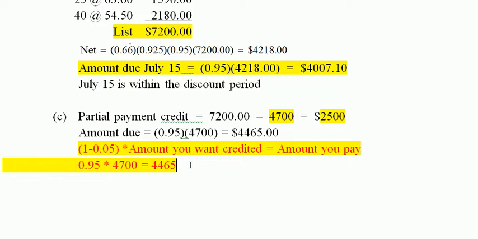So if we paid 4465, the amount that will be credited would be 4,700. Our balance will be reduced by 4,700, leaving the final balance to be paid of 2,500.